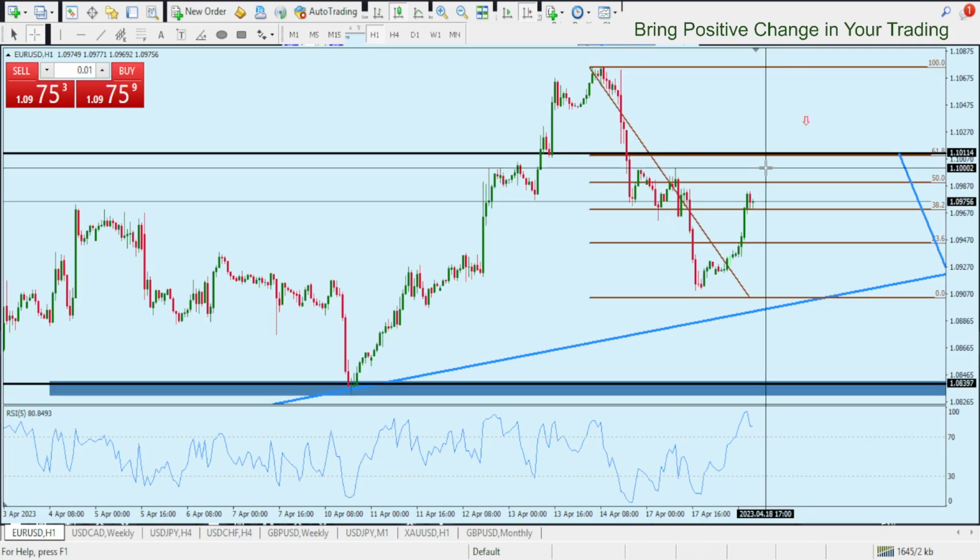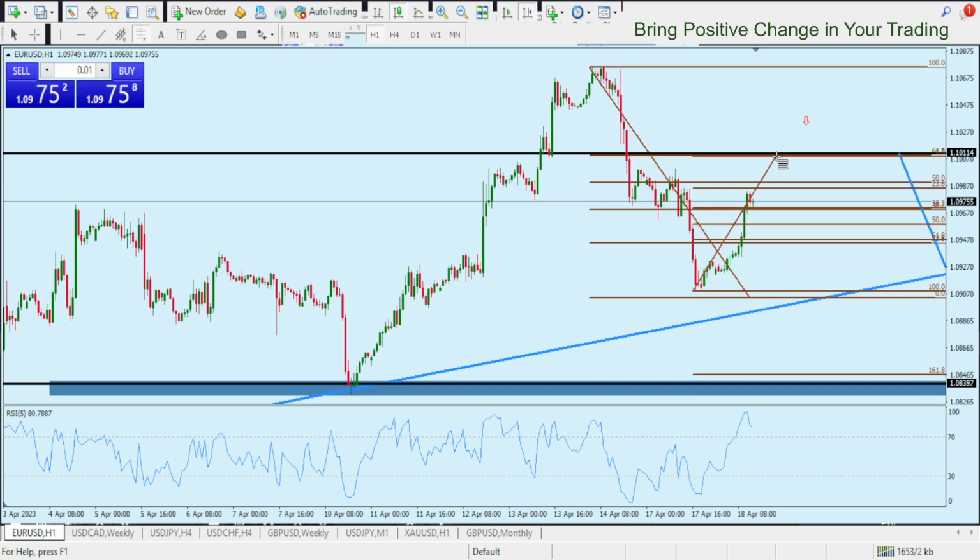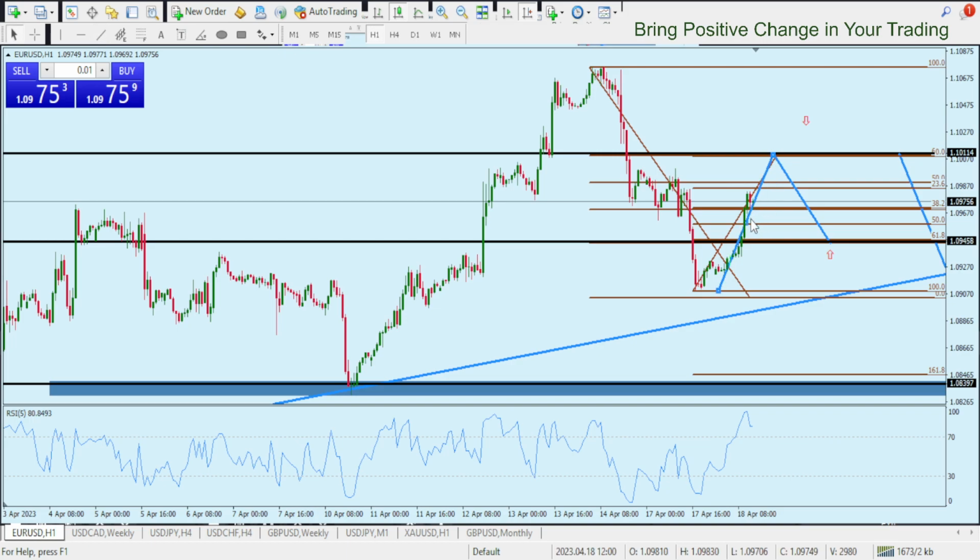But yes, on the short term, on the hourly chart, if the price goes up there and you don't want to take this sell trade, you can wait for the market to come back down to 61, and this will be the perfect trade setup. And this is my personal one. I will be looking for euro US dollar to take a buy trade near 1.09458, and let's complete the ABCD pattern and see where it's going to form.